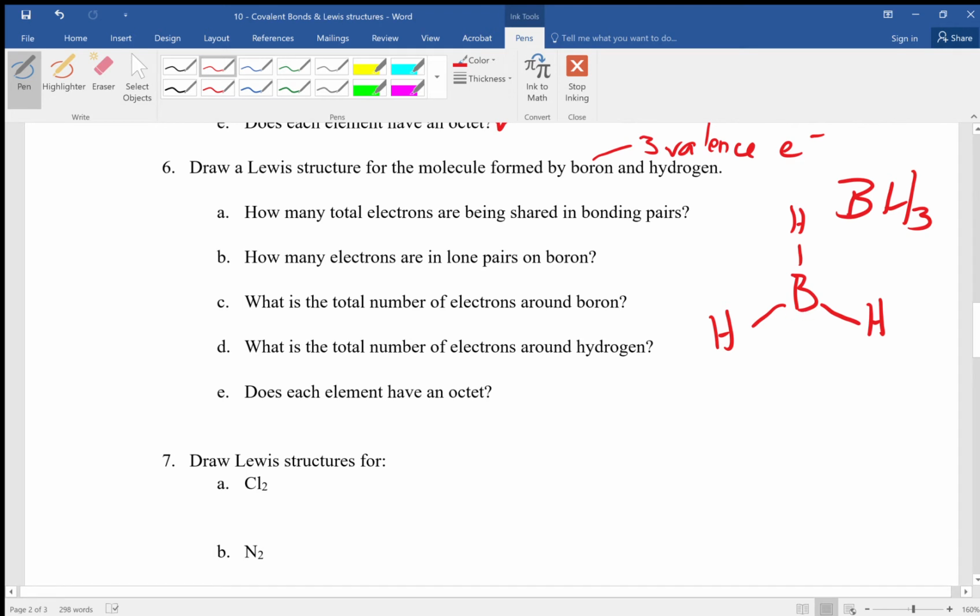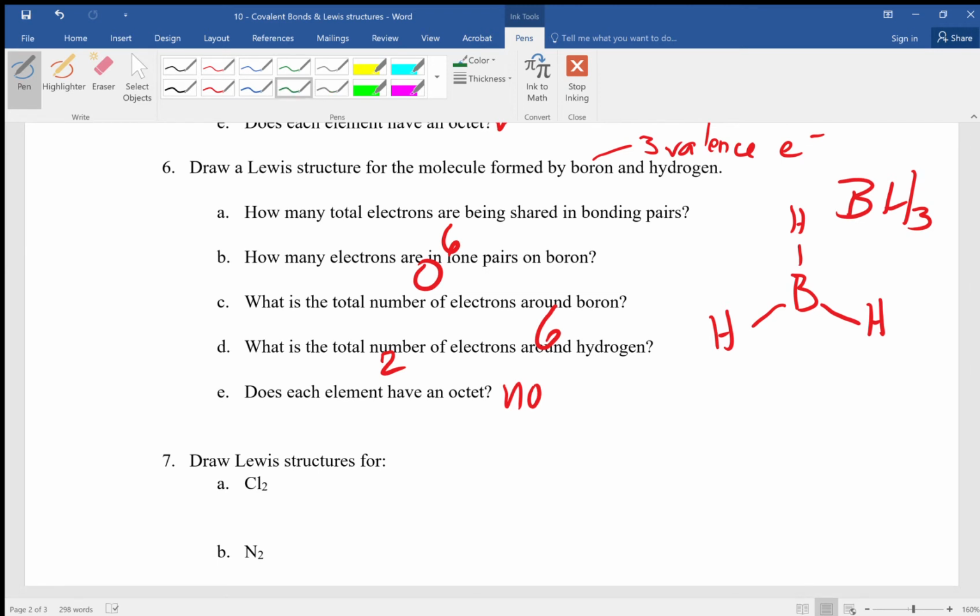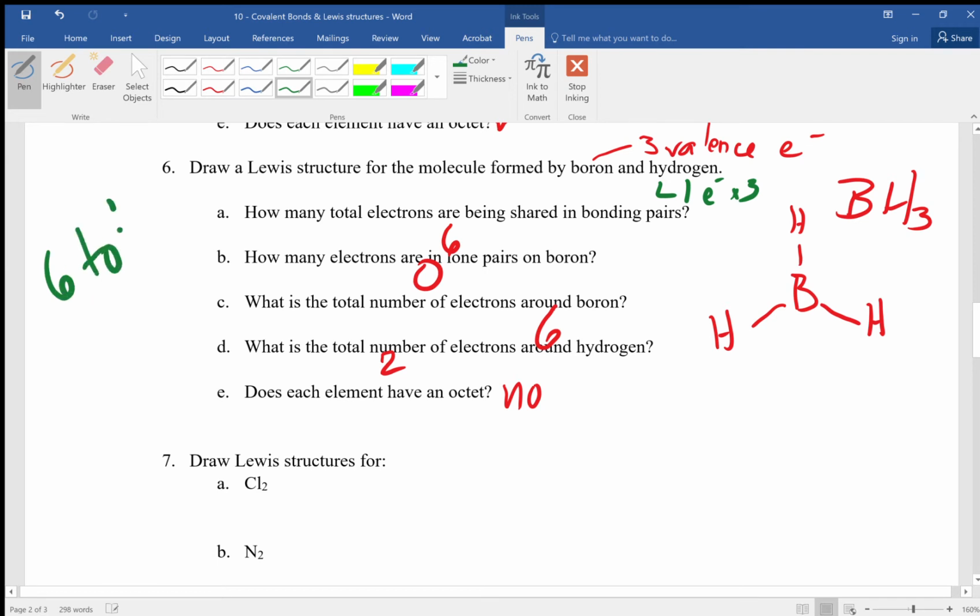So does each element have an octet? The answer is no, because boron only has 6 electrons. Now, have we done something wrong here? We haven't, because each hydrogen only has 1 valence electron. So we only have 6 total valence electrons.